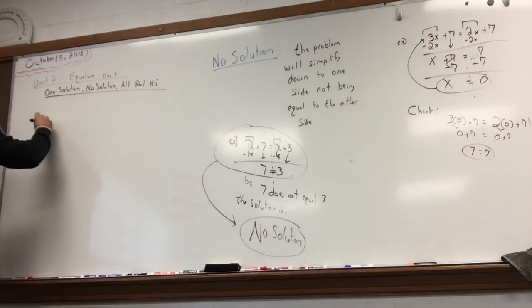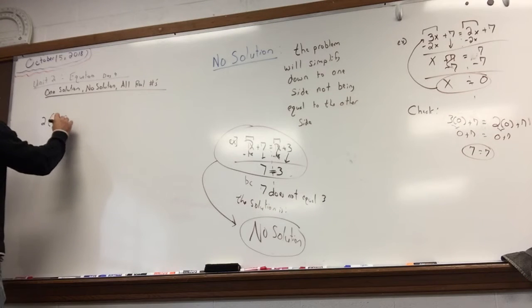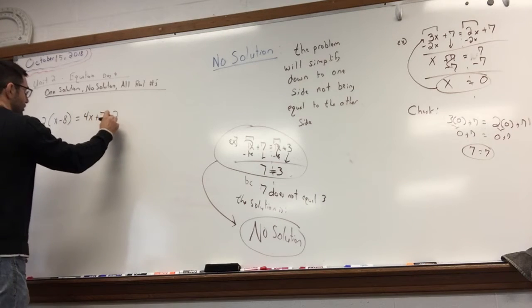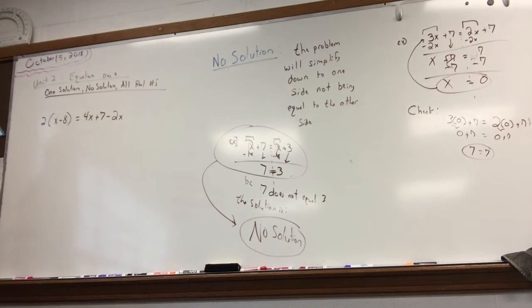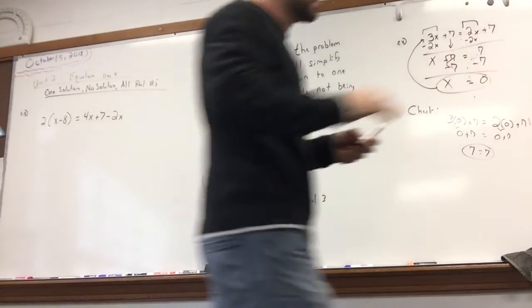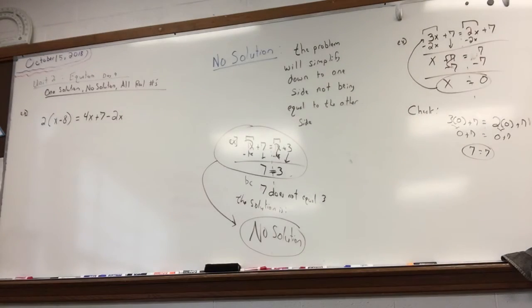So let's go: 2x minus 8 equals 4x plus 7 minus 2x. So I want you to simplify this problem as much as possible. You should be able to solve this for the most part, but just simplify it as much as possible. Try to get one side, try to get the other side.